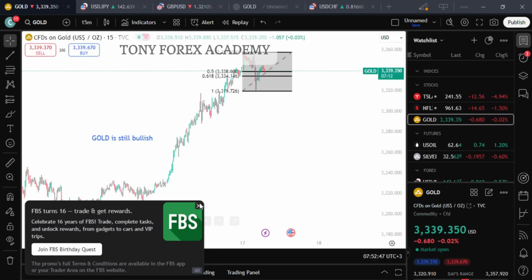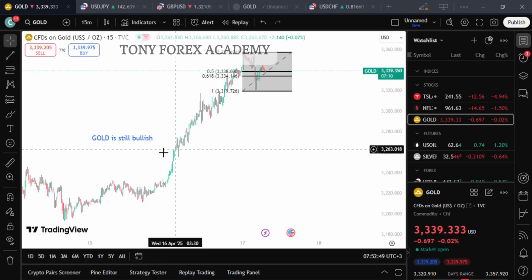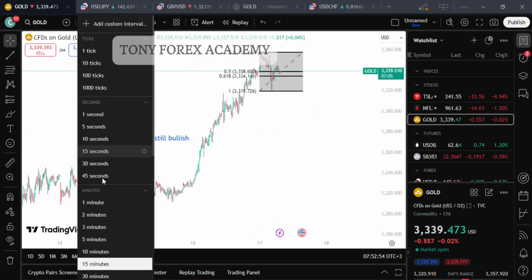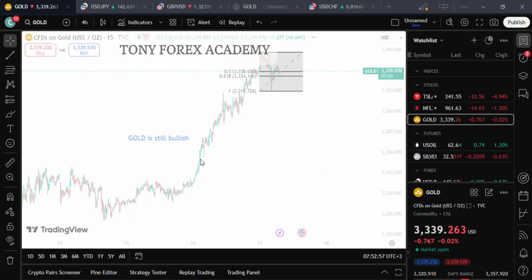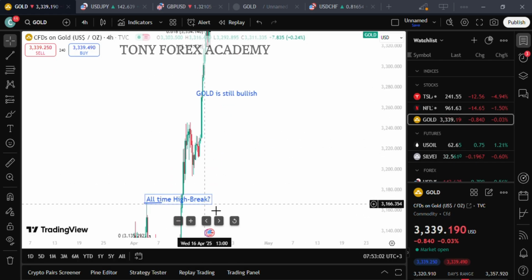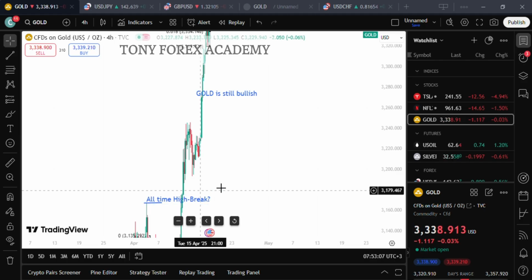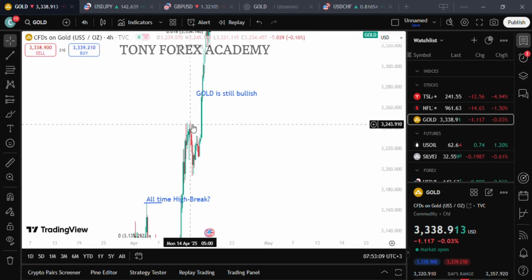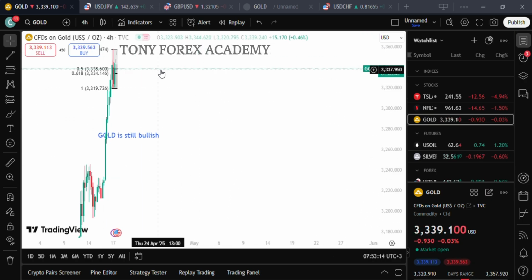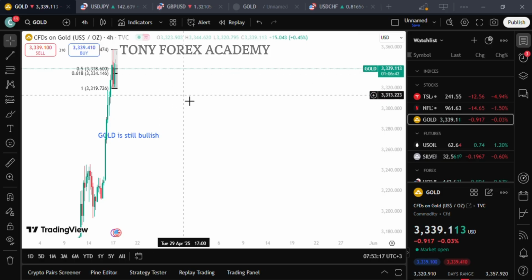Okay, we can check. Gold is still bullish, and these are some things that I put here. Gold is very bullish, and let's go to the 4-hour time frame and check how. Look at how gold has been. Gold has made an all-time high break. This was just a few days ago, on the 11th of April. Then it broke this level again. Break of structure here. We moved, and now we are still cruising up. The reason being, there's a lot of tension around the world, different countries, tariffs and everything.